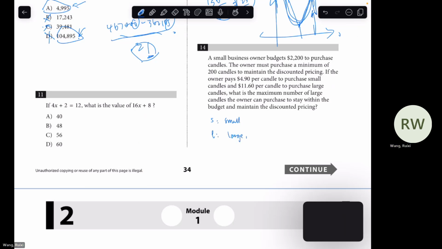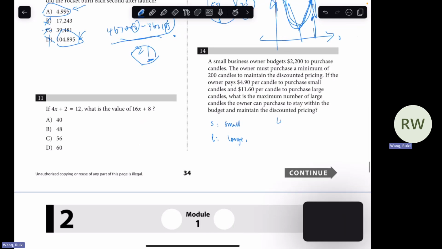Okay, so the amount you buy must be within your budget. So 4.9S plus 11.6L should be less than or equal to 200. Okay, and S plus L is larger than or equal to 200. Right. So then you need to solve this.